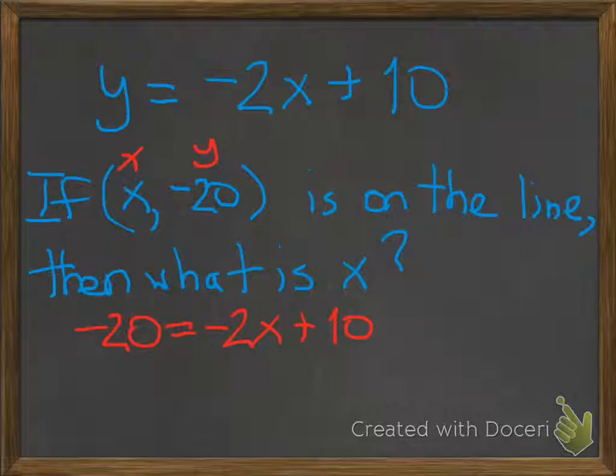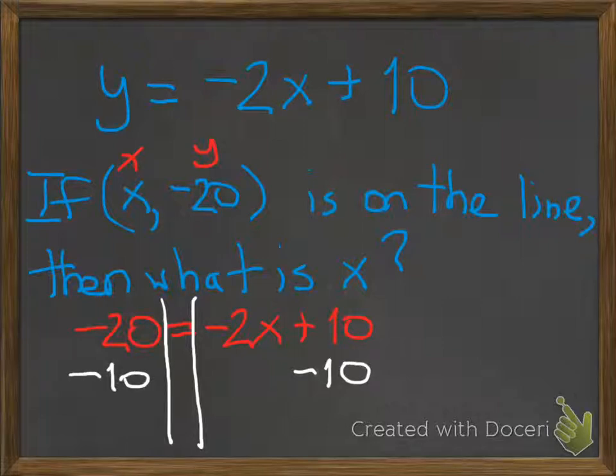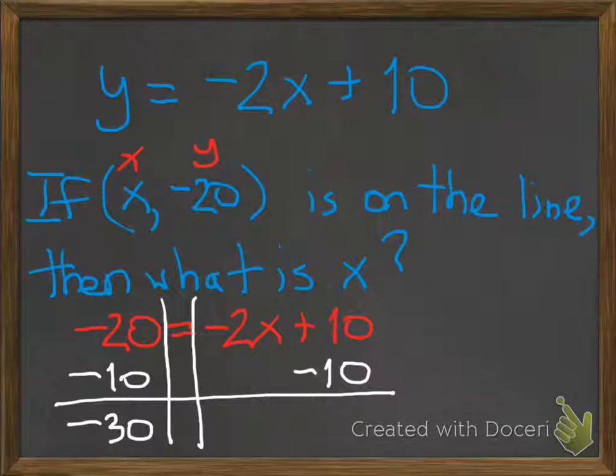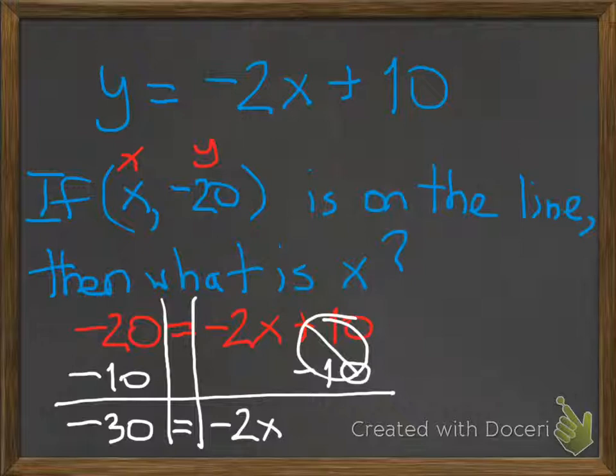Okay? And now we just have to solve for x. The way we'll do that is we'll draw our bridge here. And we're going to move the 10 over from the right side by subtracting 10 from each side. That's going to be negative 20 minus 10, which is negative 30, because they're both negative, so you just add the two numbers and keep the sign. Equals, the 10s cancel out, leaving us with negative 2x. Okay, so negative 30 equals negative 2x.